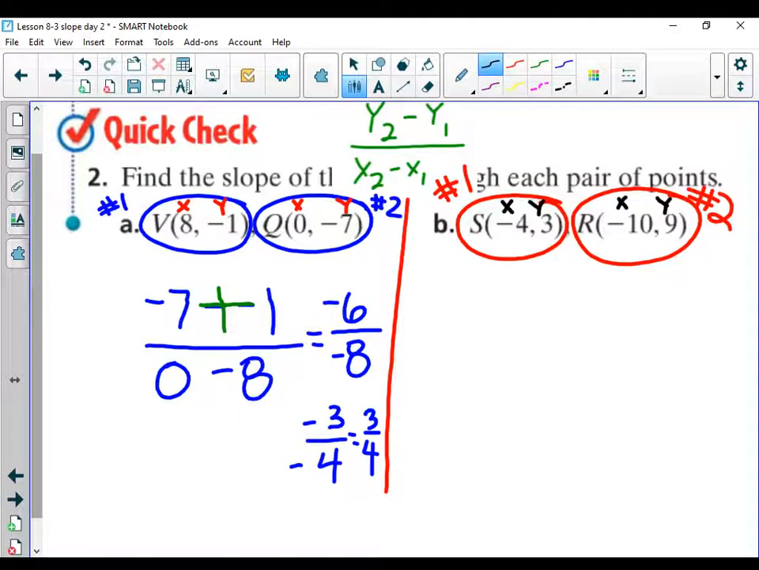So I basically labeled everything before I even started. Do you have a group 1? Do you have a group 2? Did you put an X? Did you put a Y? Question: does it matter which group is number 1 and 2?